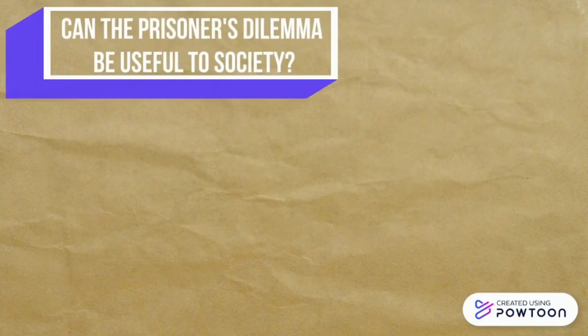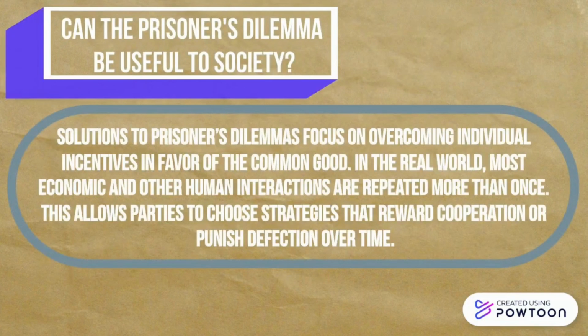Can the prisoner's dilemma be useful to society? Solutions to the prisoner's dilemma focus on overcoming individual incentive in favor of the common good. In the real world, most economic and other human interactions are repeated more than once. This allows parties to choose strategies that reward cooperation or punish defection over time.